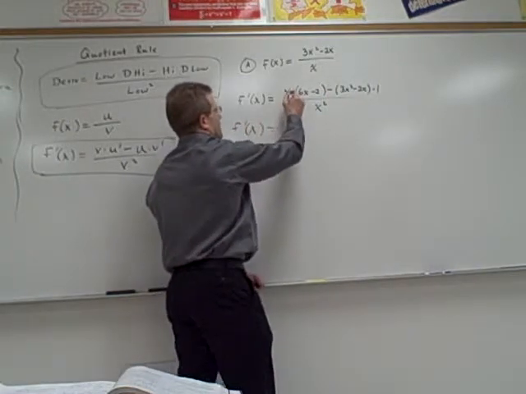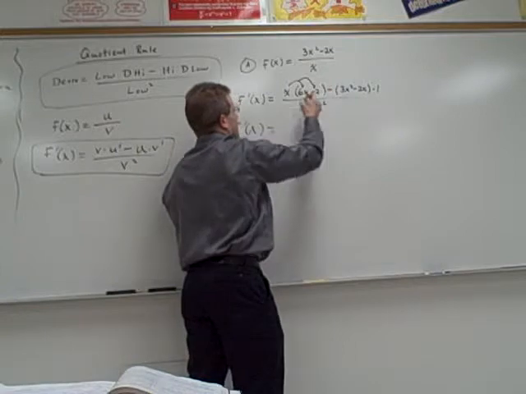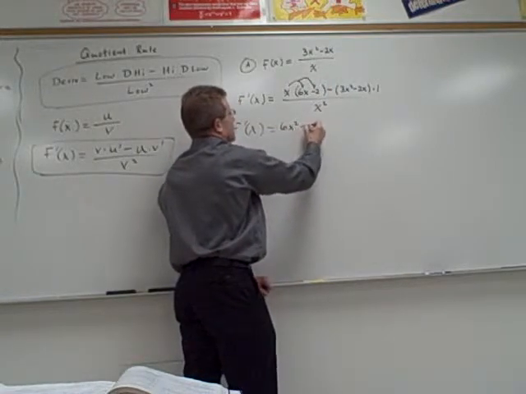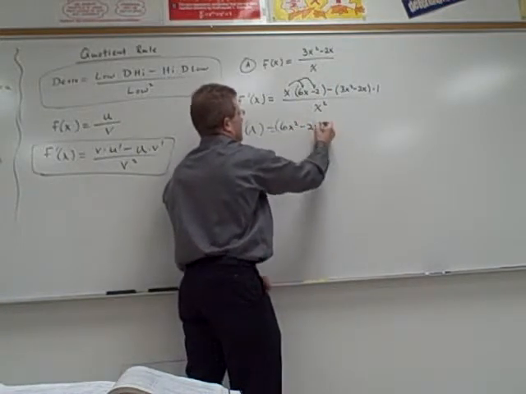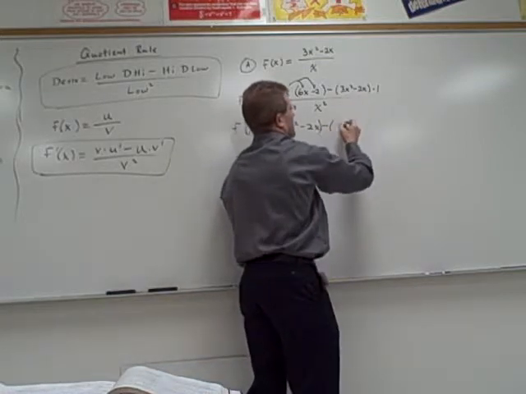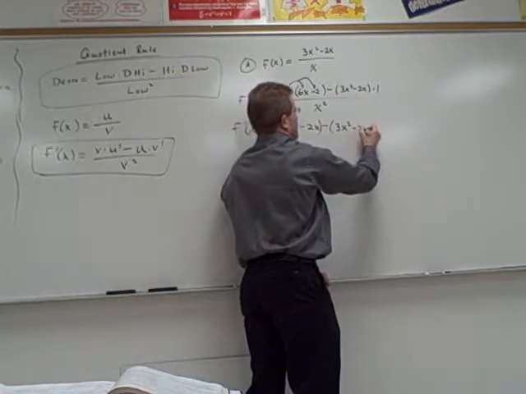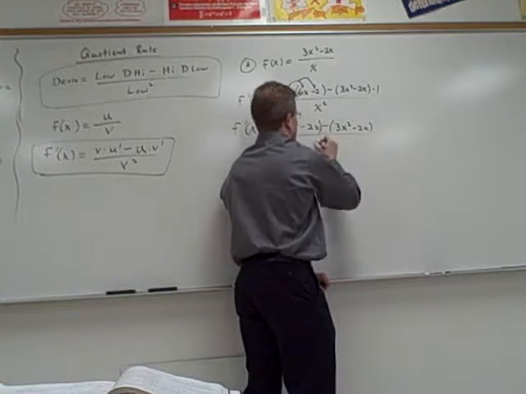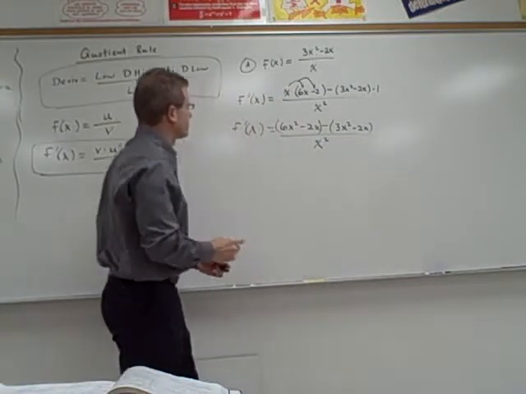Now we're going to take x times, distribute the x through that parenthesis. That will give you 6x squared minus 2x minus 1 times that parenthesis, which would be 3x squared minus 2x, all over x squared.